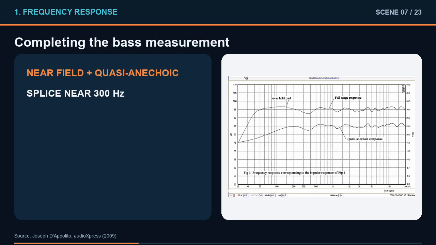To recover the bass response, we use a near-field technique. The microphone is placed very close to the woofer to measure its output, and then near the port to measure the port contribution. Those signals are combined with the correct amplitude and phase weighting. The resulting low-frequency curve is then joined to the quasi-anechoic curve, in this example at about 300 Hz. The completed trace combines two different measurement methods, each used where it is most valid.